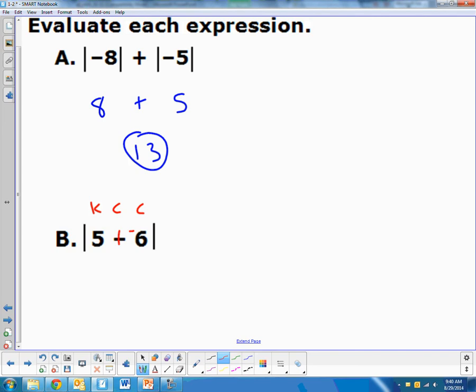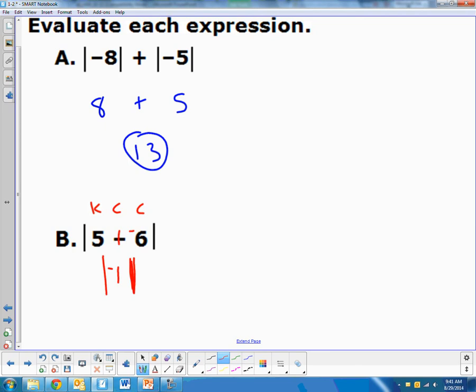Now they have different signs. Different difference, different difference, different difference. I'm going to find the difference. So the difference of 5 and 6 is 1. There's 1 in between. So that's the difference. Battle of the signs. 6 is bigger than 5. I'm going to keep that sign with 6. We've got a negative 1. And those absolute value bars have not gone anywhere. I still have those absolute value bars there.